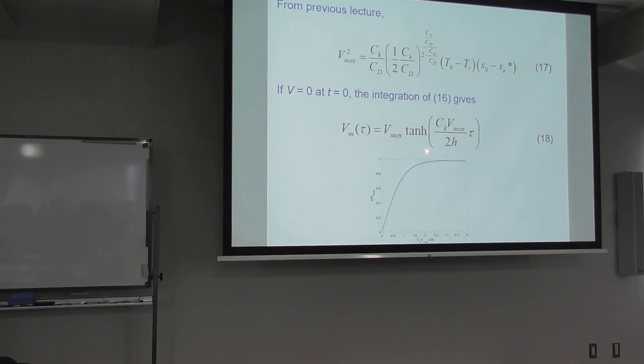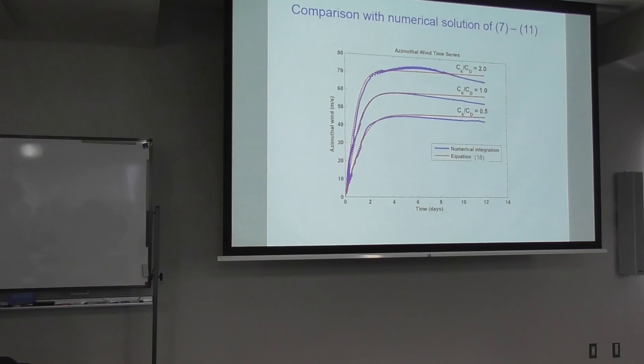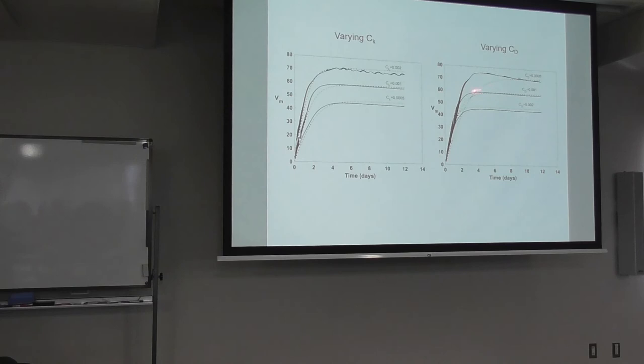Looking at this, it looks like this rate only depends on Ck. But Vmax, which is defined up here, also depends on Cd. So without integrating the system, you couldn't have foreseen that at least in the early stages of amplification, before it starts to get up to maturity, to a good approximation, the rate doesn't depend on Cd. It just depends on Ck.